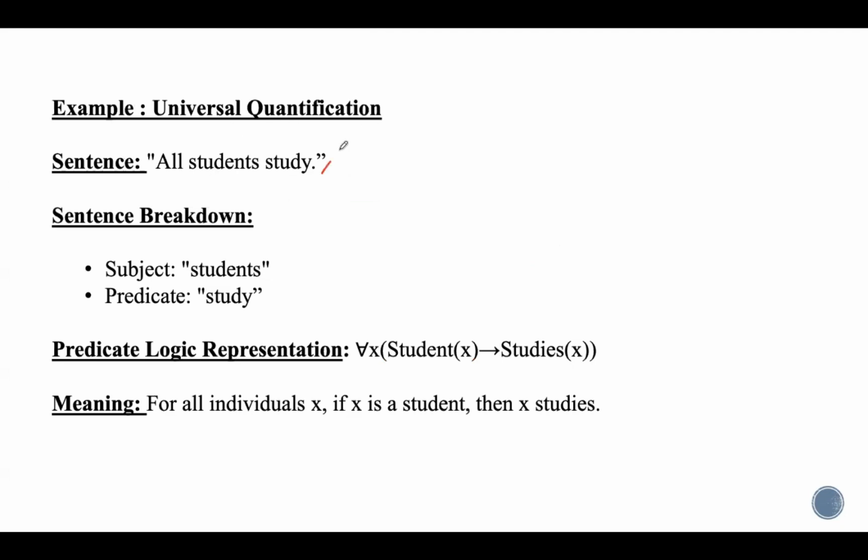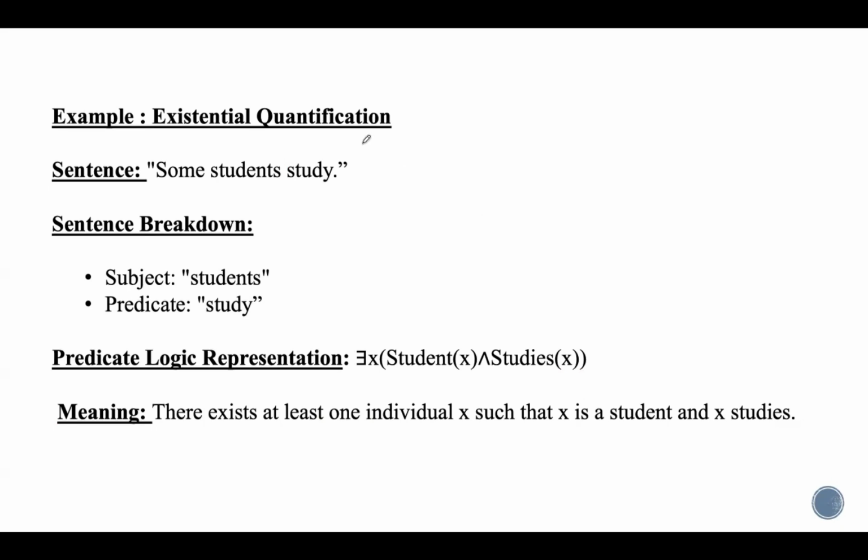Say the given sentence is all students study. So first find out the subject and predicate, and if there is an object, then that object as well. So here the subject is student and the predicate is study. So as it is a universal quantifier, we need to use for all x, student of x implies studies of x, which means that for all individuals x, if x is a student, then that student studies.